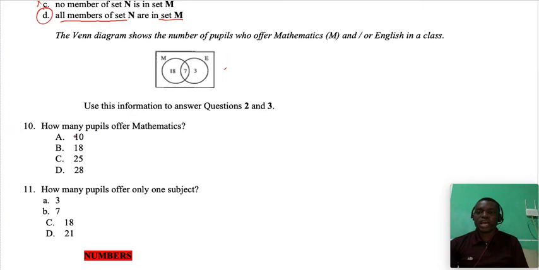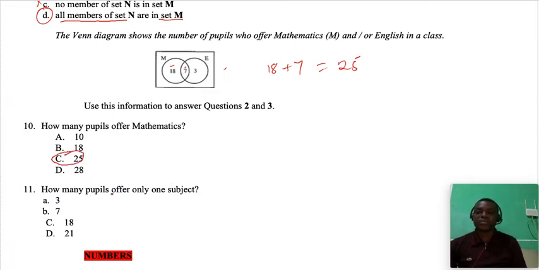Question 10, how many pupils offer mathematics? So the numbers in the mathematics circle, this is the mathematics circle, are 18 and 7. So 18 plus 7 will give us 25. So you just come here and select your mark.